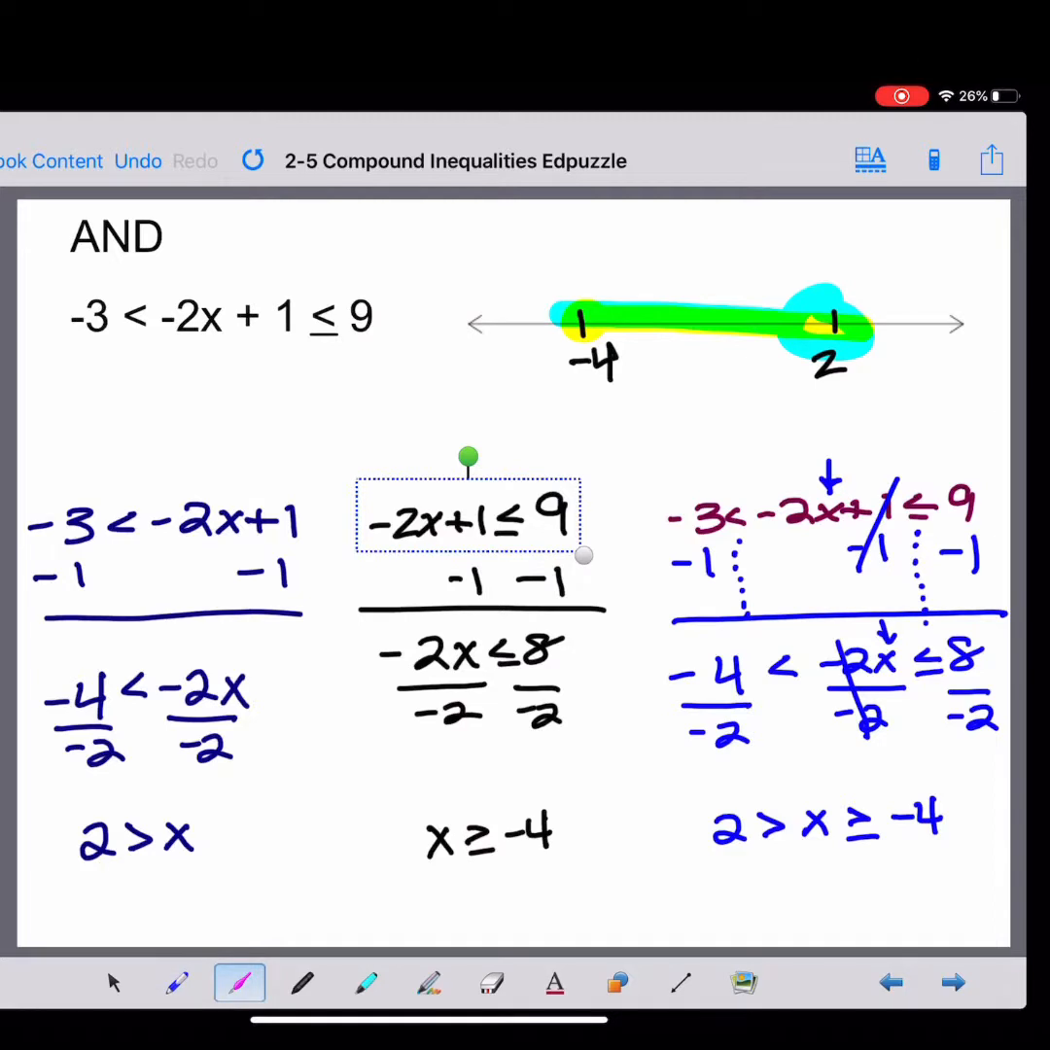I'm going to rewrite this. Usually we like to rewrite this so that our smallest value is out in front. So negative 4 is less than or equal to x, which is less than 2. And I like to look at that as x is bigger than negative 4, but at the same time it's smaller than 2. Therefore, our solutions are in the middle of negative 4 and 2, which is exactly what our graph shows.